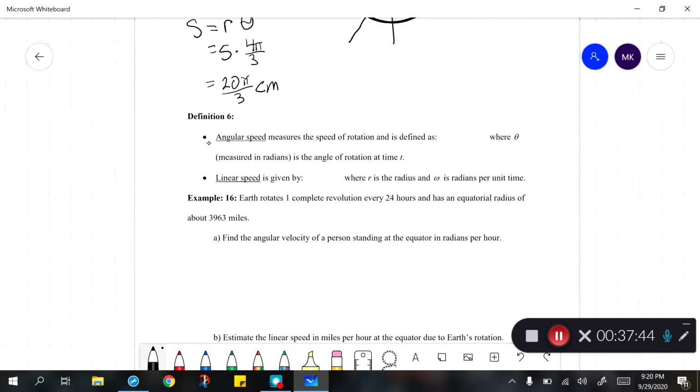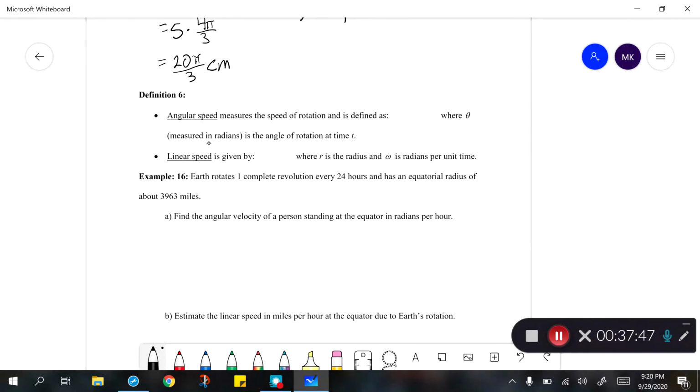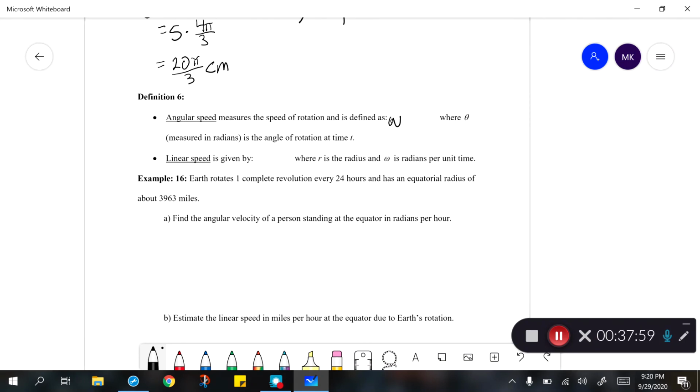Okay, so definition number 6. Angular speed measures the speed of rotation and is defined as omega. I am blanking on what this W is called. It's the Greek character, and I can't remember what it's called right now. Sorry, I had a lot of technical difficulties today, and this is a late video.